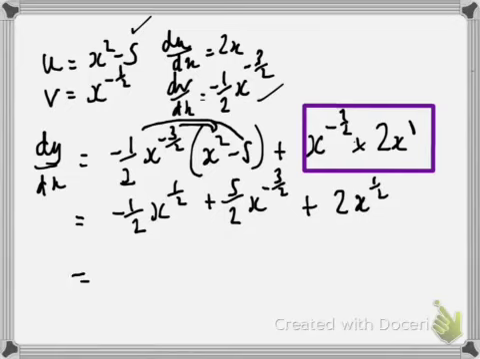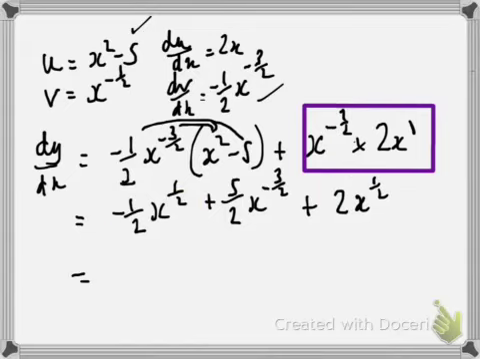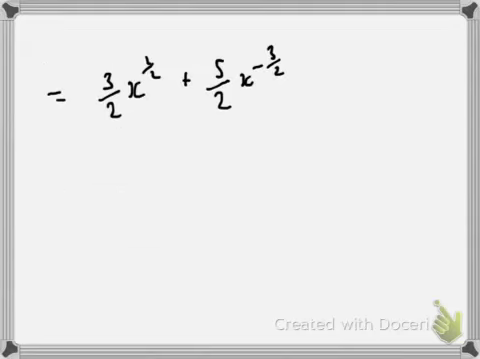Now we've got two terms here that have got x to the power of half in them. We've got this one here and also this one here. So we've got negative a half x to the power of a half plus 2x to the power of a half. So we can add those together, and that gives us negative a half plus 2 is 3 on 2. 3 on 2 x to the power of a half plus 5 on 2 x to the power of negative 3 on 2. Got this problem to here now.